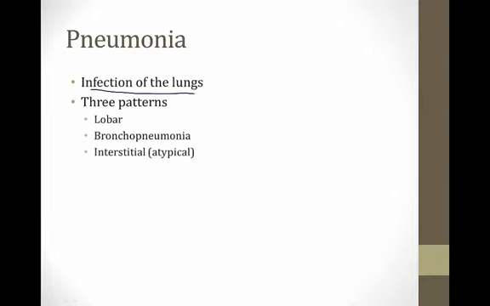Pneumonia is infection of the lungs, and there are three classic patterns of pneumonia infections that you need to know, especially for Step 1. The first type is lobar pneumonia, the second one is bronchopneumonia, and the third type is interstitial pneumonia, which is sometimes called atypical.